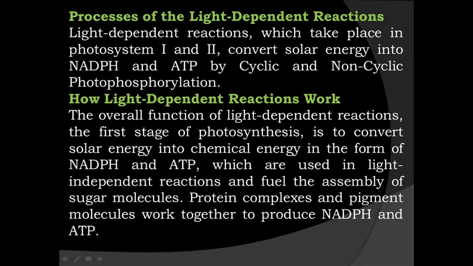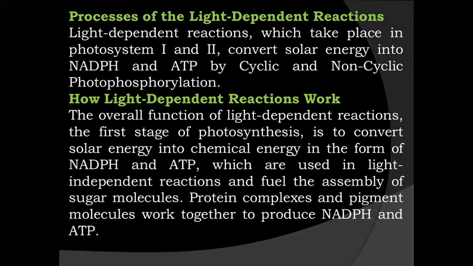Process of light dependent reactions. Light dependent reactions, which take place in photosystem first and photosystem second, convert solar energy or radiant energy or sunlight into NADPH and ATP by cyclic and non-cyclic photophosphorylation.